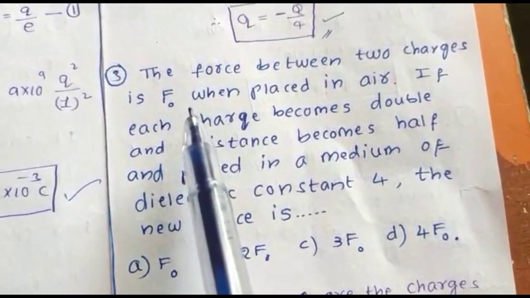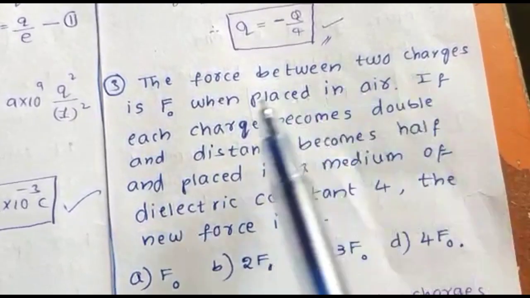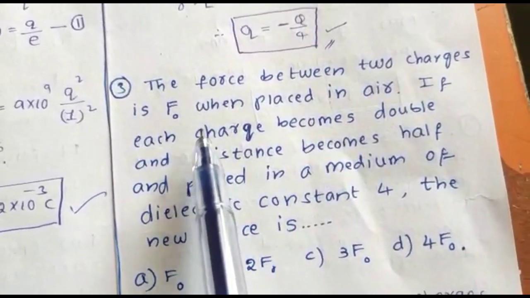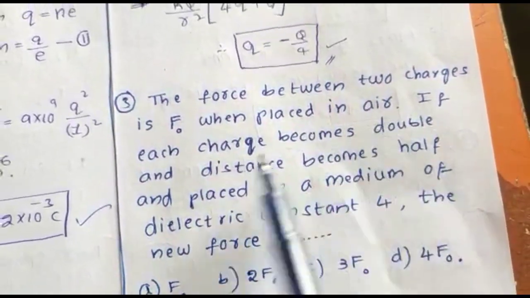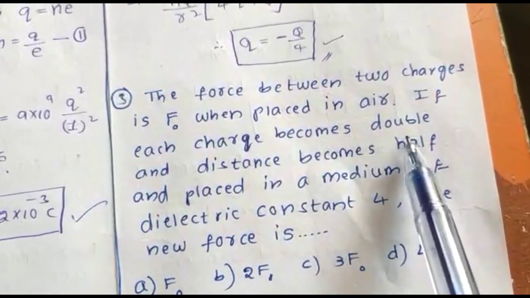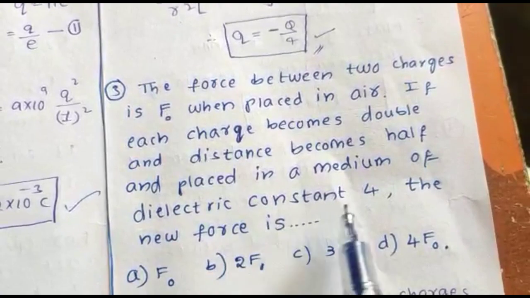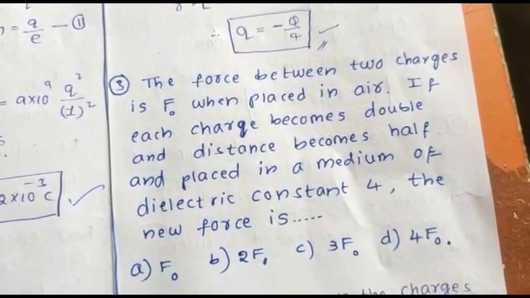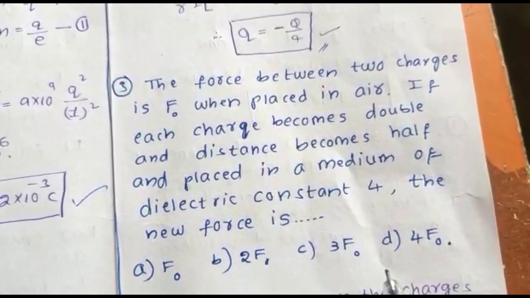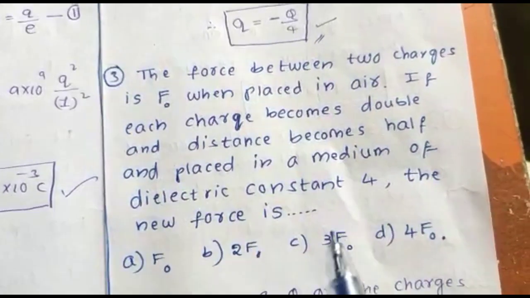Now let us discuss the third problem. The force between any two charges is F naught when placed in air. If each charge becomes double and the distance becomes half and placed in a medium of dielectric constant 4, the new force is. Here I have given options also. Just once again, observe the question carefully.